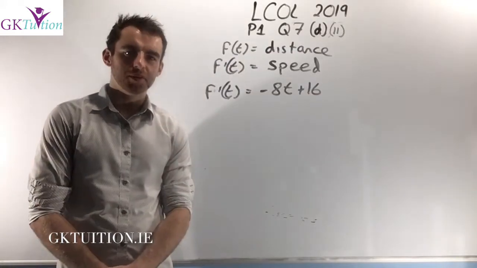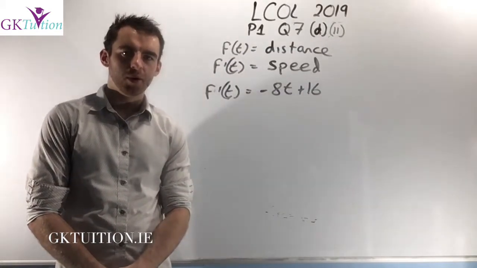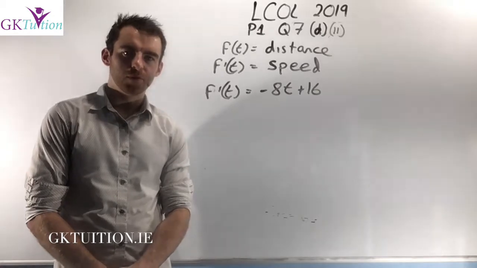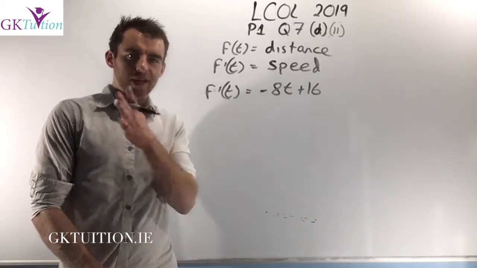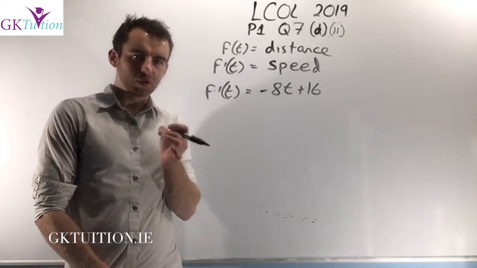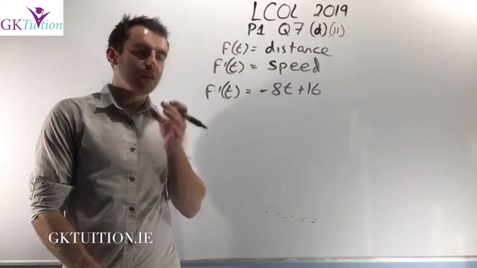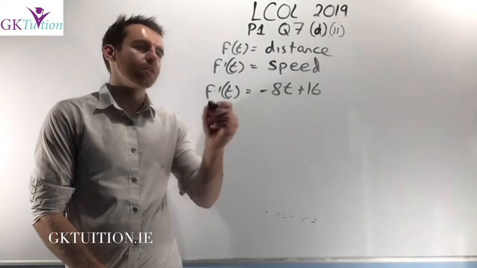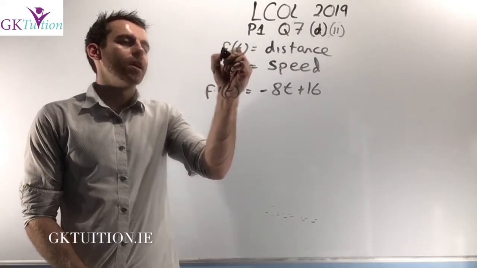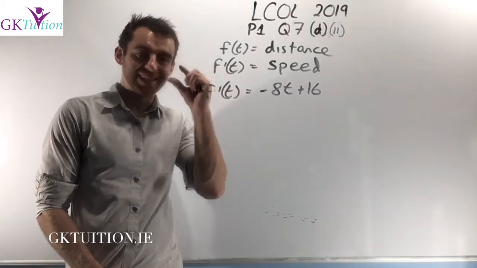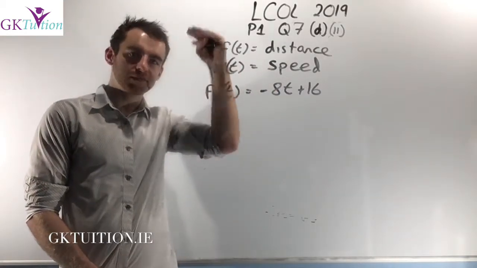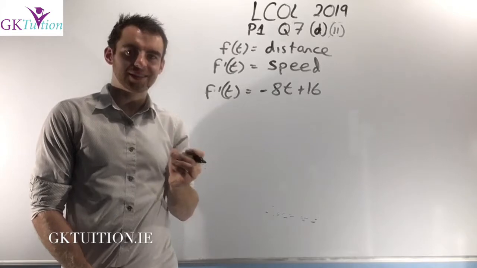In D part 2, we're asked to find the speed of the ball when it had been in the air for 4 seconds. You should realize D part 2 is obviously related to D part 1. So even if you're a little bit unsure in your theory, it's obviously something to do with differentiation. The original function f of t I've been given was the distance. It's the height the ball is from the ground. So it represents a distance.